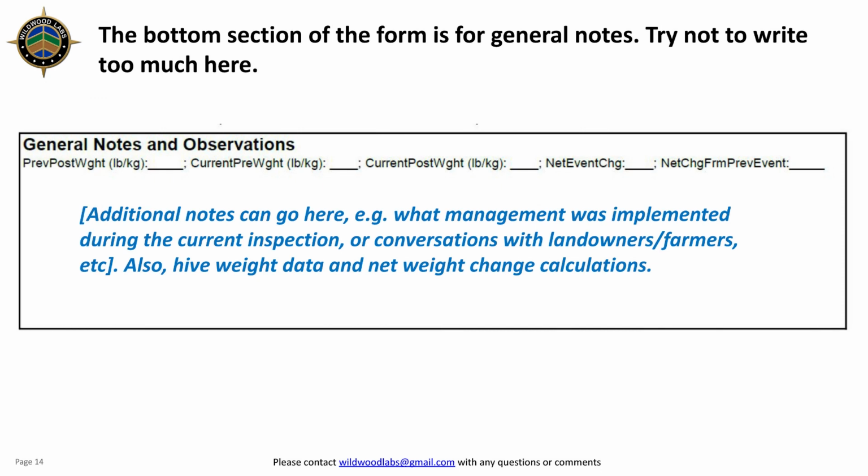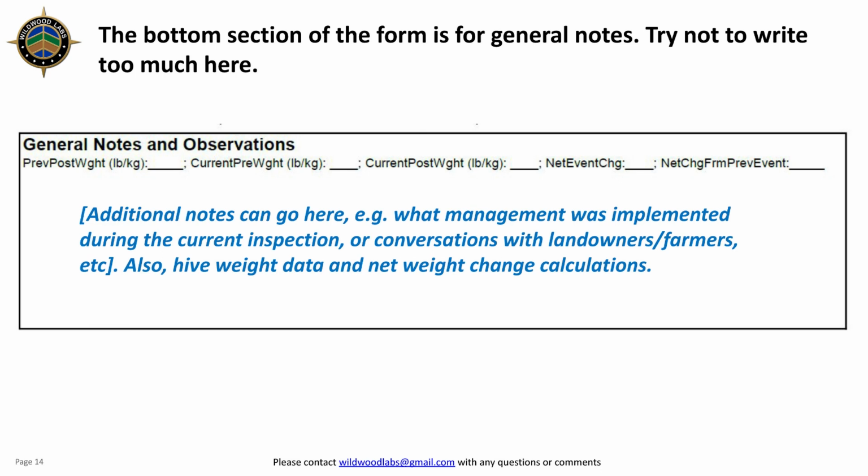The bottom section of the form is for general notes such as what management was implemented during the current inspection, the condition of the apiary, or conversations with landowners and farmers. Also, any hive weight data that is needed for calculating net weight change can be recorded here.